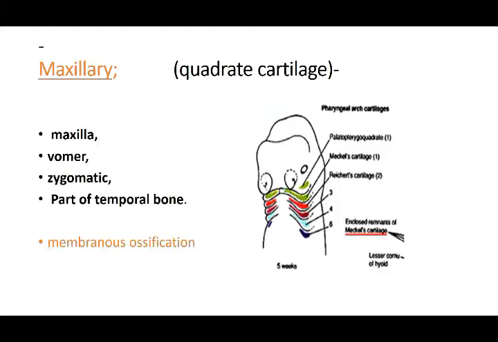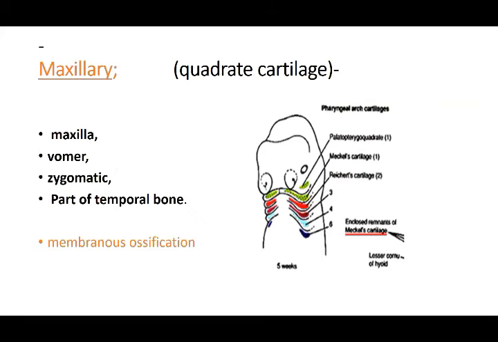Now, what all is the maxillary part of this first arch, the quadrate cartilage, going to give rise to? If you see in this picture, it's going to form the maxilla, as the name says. It's going to form the vomer bone, which is a part of the nose. Then it's going to form the zygomatic bone, the bone underneath the eye, and then on the sides, part of the temporal bone, right? And the rest of this is going to form the maxilla.